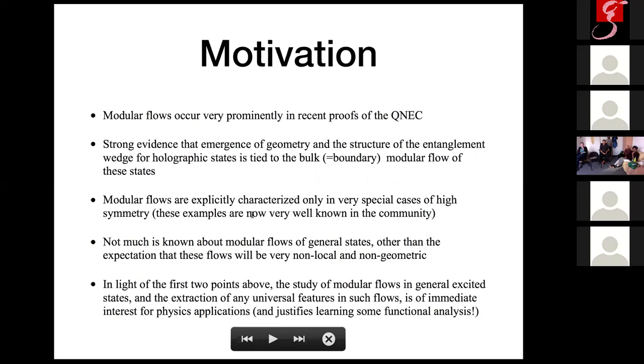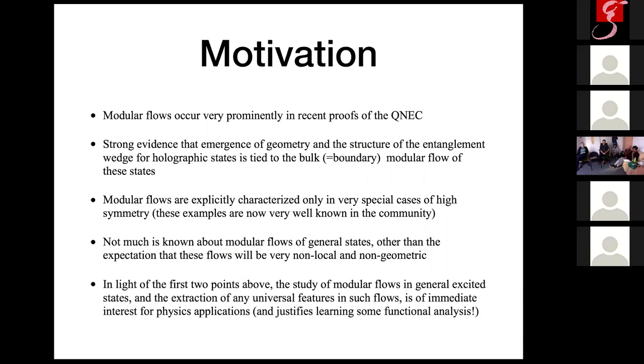These examples are by now very well known in the community. You have the basic case of the Rindler wedge, where you know that the modular flow is just the boost that preserves the wedge. This is in any quantum field theory. And then in a conformal field theory, you can conformally map this wedge to the causal development of the interior of a ball. These are basically the only two non-trivial examples where you know what the modular flows are. And in both cases, you are only dealing with the vacuum of the field theory.